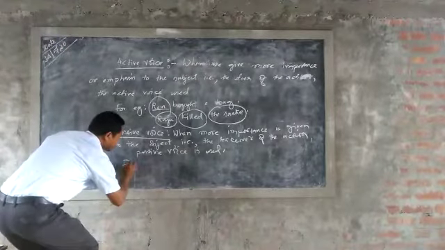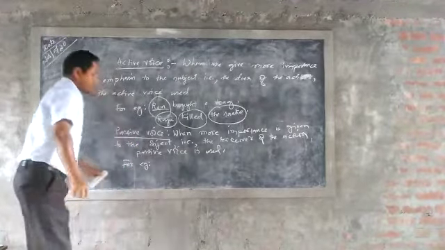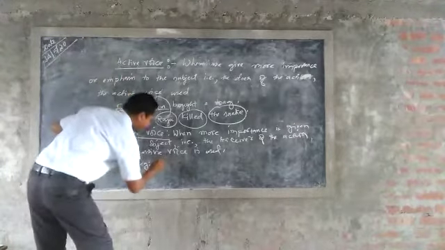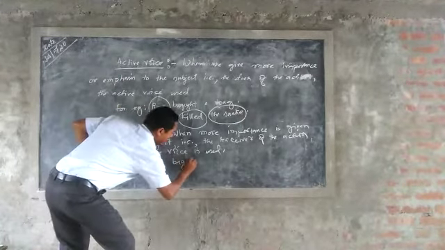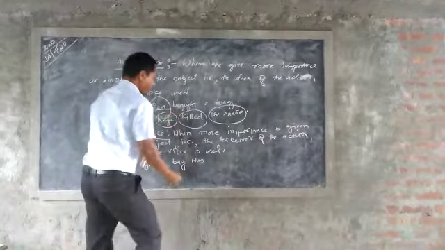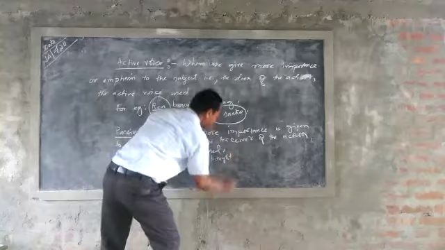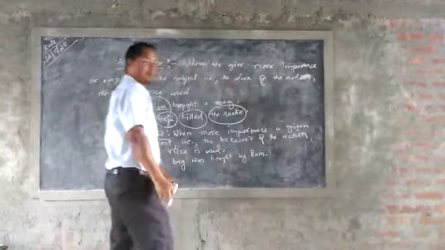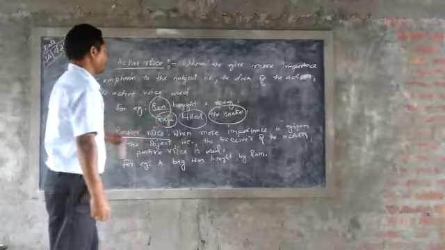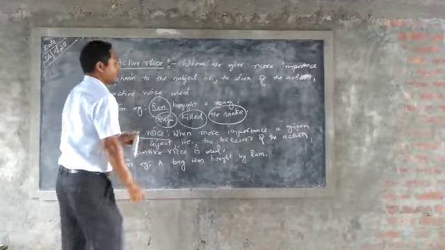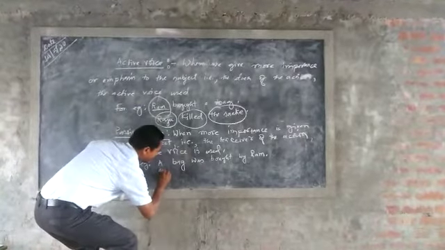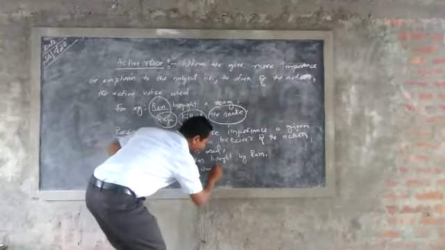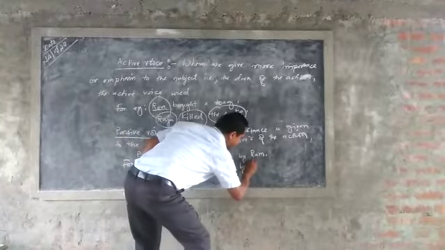For example, let us take from the active voice itself. A bag is the object. First in simple past tense, a bag was bought. A bag was bought by Ram. And in the second sentence, Razu killed a snake. So in passive voice, it will be: the snake was killed by Razu.